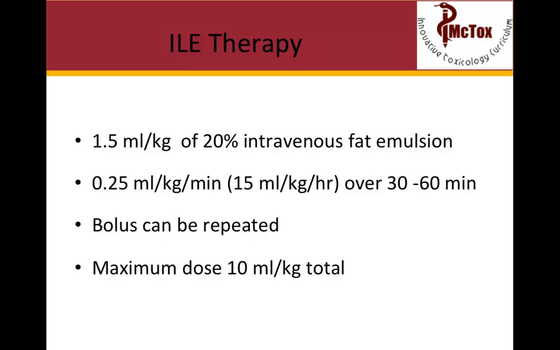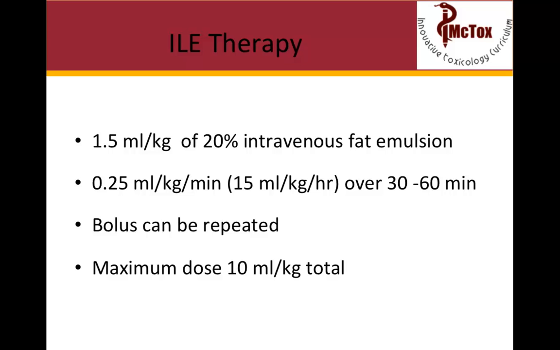Intravenous lipid emulsion therapy is just what it sounds like. An infusion of a solution with a high fat content, about 20%, which is actually quite similar to TPN. An easy, practical dosing of lipid emulsion therapy starts with grabbing a 500 ml bag of Intralipid and giving a 100 ml bolus over 1 minute, and then the remaining 400 ml infused over 30 minutes.